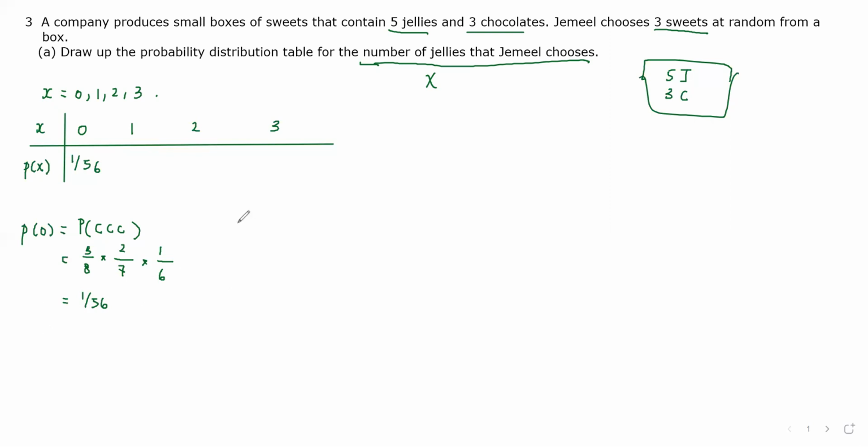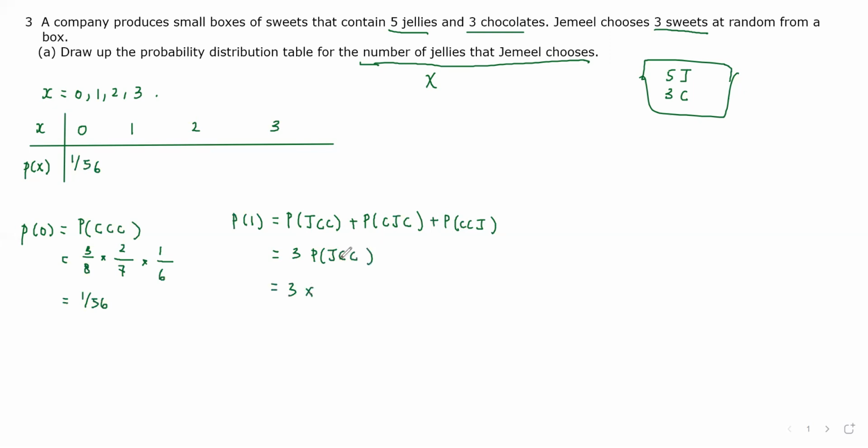To find P of 1, P of 1 is the probability that he chose 1 jelly. So the first one could be a jelly, or the second one could be a jelly, or the third one could be a jelly. So you could have all these 3 possibilities. All these will have the same probability. You just have 3 times the probability of getting a jelly, a chocolate, and a chocolate.